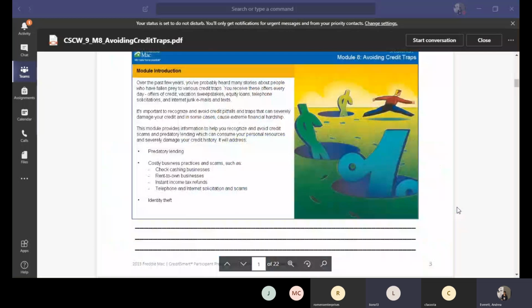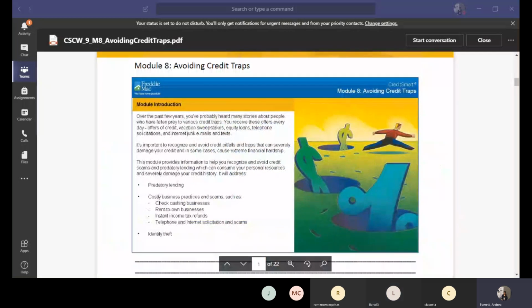Okay, so the material today is avoiding credit traps. This module is about making you aware of information to help you recognize and avoid credit scams and predatory lending, which can consume a person's personal resources and severely damage their credit history. We all know there are a lot of scammers and people trying to make a quick buck, and we want you to be aware of them so that you can protect yourself.